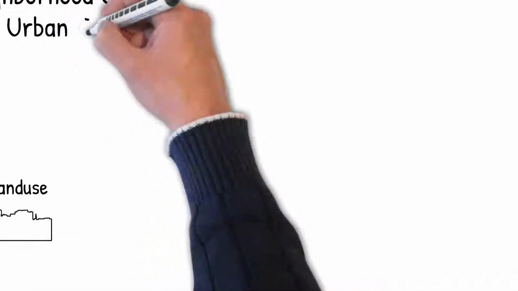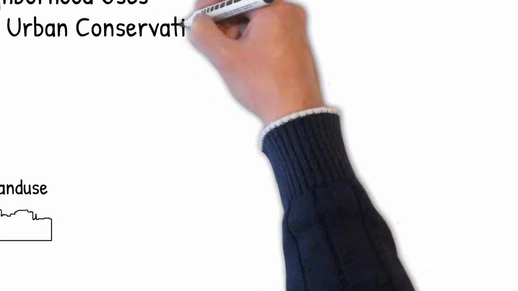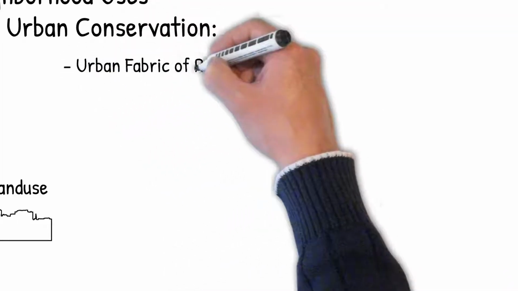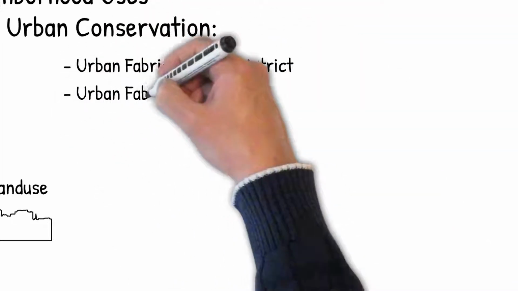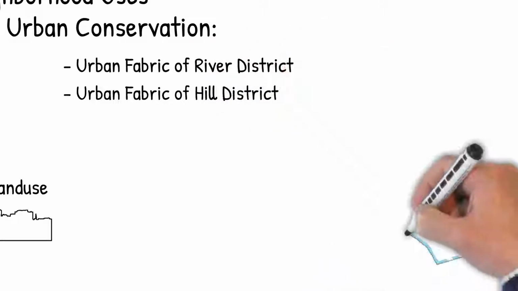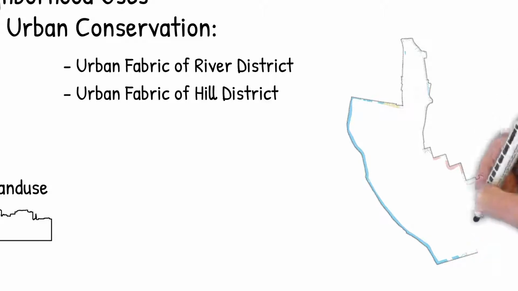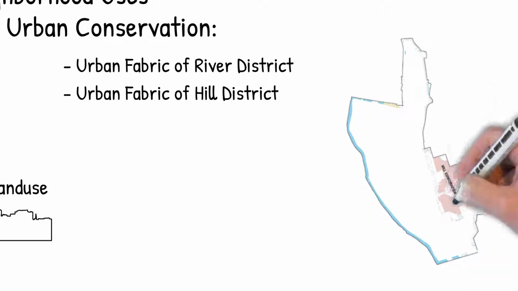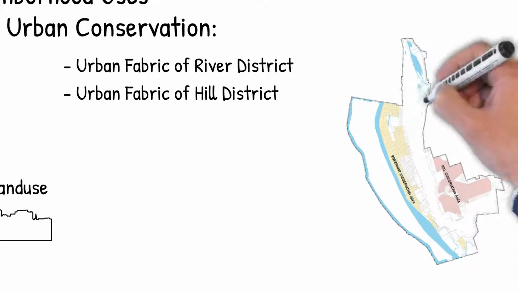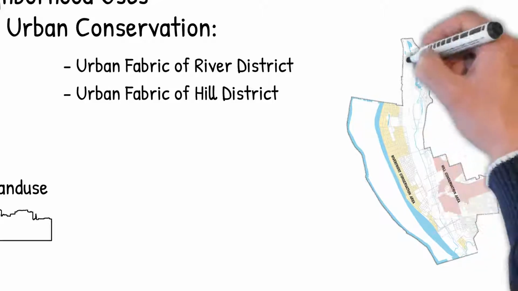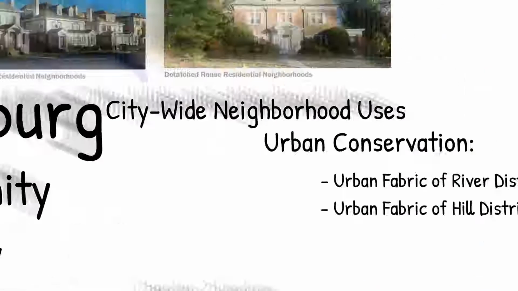When we come to understand our city, one of the things to be thinking about is this urban conservation. And what does that look like? Well, we want to try to protect the housing that's here. So we've got 4,700 houses that are distressed or in need of help. This is in the urban fabric of the River District, also in the urban fabric of the Hill District. And how do we rebuild some of these?